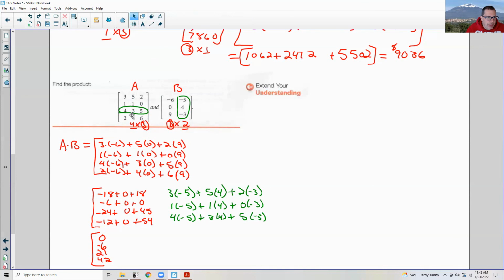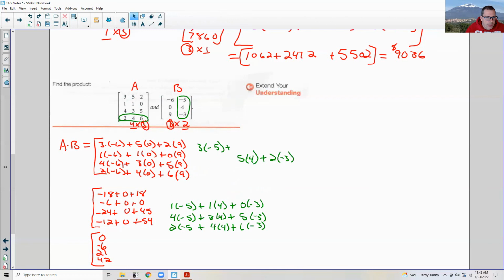Alrighty, and then finally, last one, 2 times -5 plus 4 times 4 plus 6 times -3. Okie dokie. All right. Actually, that all should be up here. I don't know why I wrote it down here. Let me move these. This should be here. Let me just pause this and put it in the right place for you.